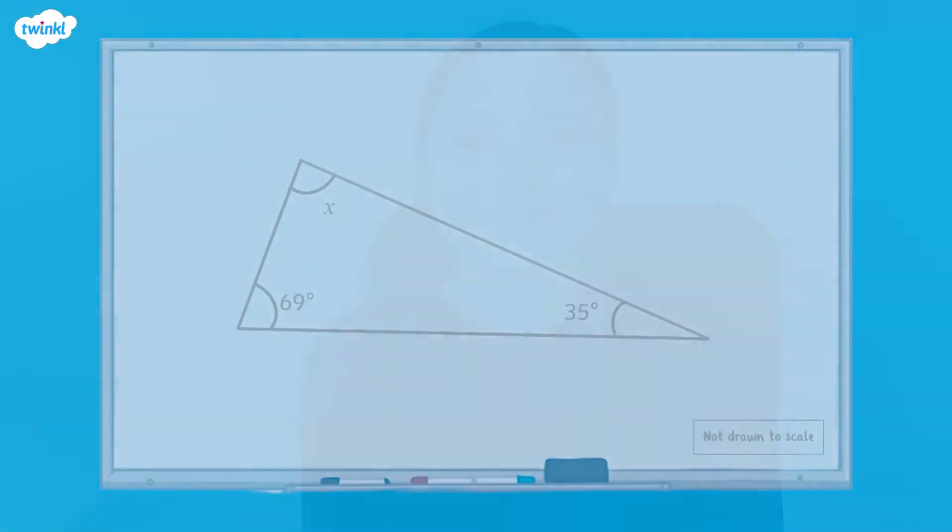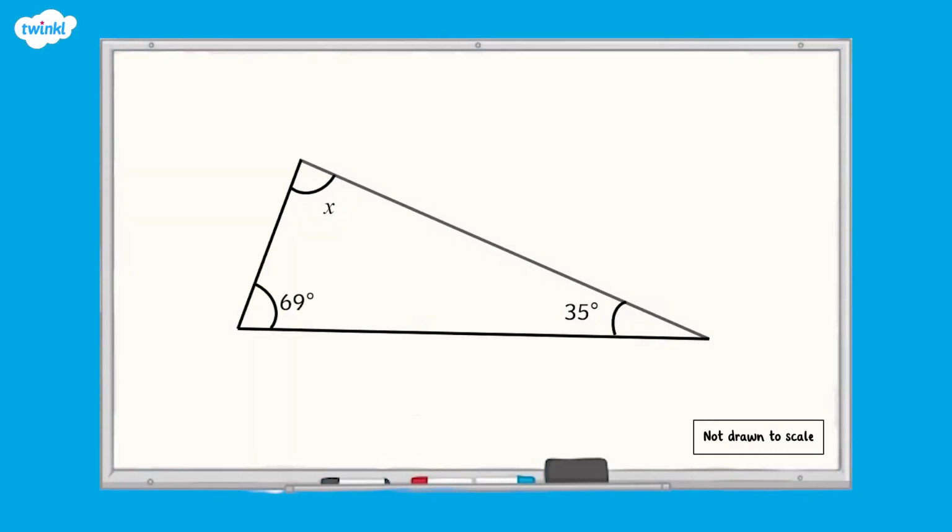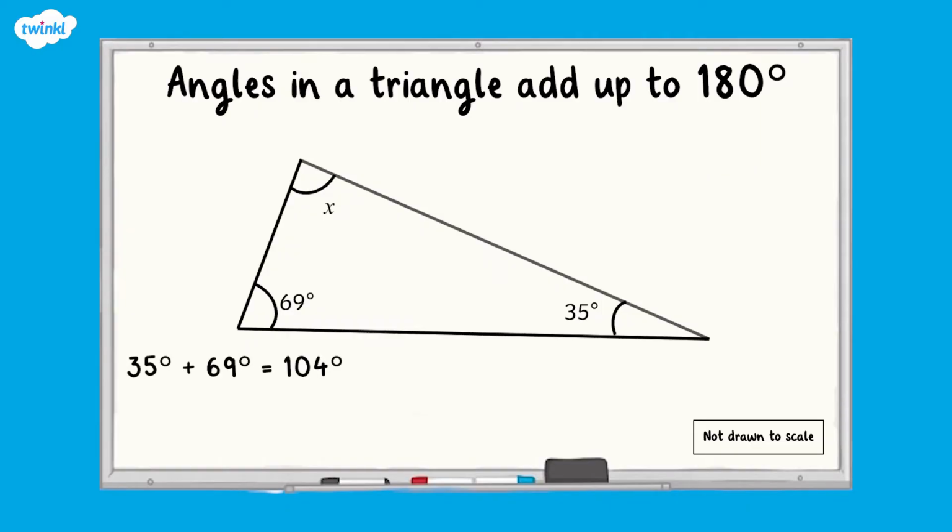Now let's have a look at how we can calculate missing angles in a triangle. In this triangle, we know two of the three angles, but one is unknown. One of the angles is equal to 35 degrees, one is equal to 69 degrees, but we do not know the other angle, labelled x. We can calculate angle x by remembering that angles in a triangle equal 180 degrees. 35 degrees added to 69 degrees is equal to 104 degrees. Then we need to subtract 104 degrees from 180 degrees, which gives us 76 degrees. Therefore, the missing angle x is 76 degrees.